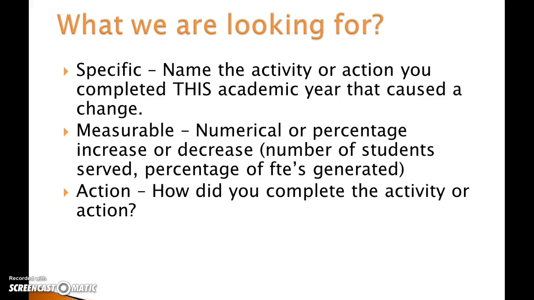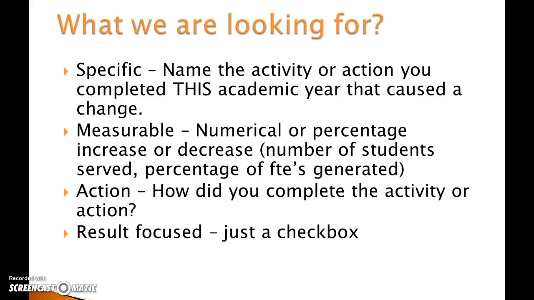So under action, you're going to actually write out how that activity or action functioned, how it worked, what was involved. You don't have to be extremely detailed, but this is the opportunity for you to describe it. Result focused is just a checkbox. You just need to mark that, and that helps you keep in mind that you need to be focusing on what's the result. Are we making progress? Is there continuous quality improvement?